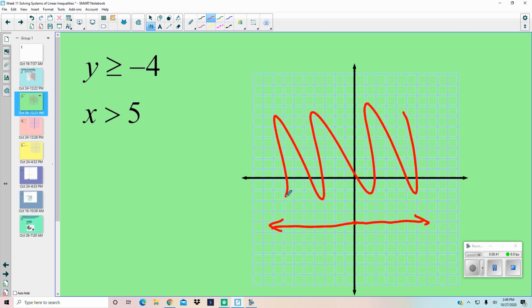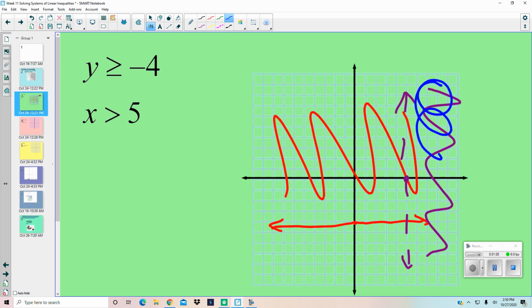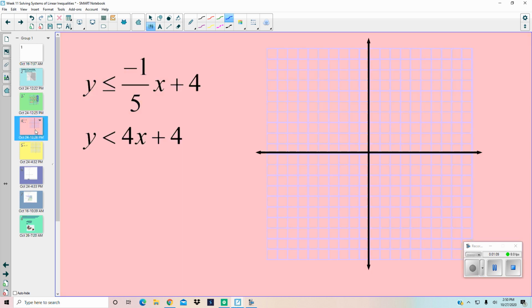Then I do a vertical line at x greater than 5. So 1, 2, 3, 4, 5. And I do a dashed vertical line here. And shading is on this side. Can you see that the shading overlaps like in this spot where I colored in blue? That's the solution to the system. So that's for vertical and horizontal.